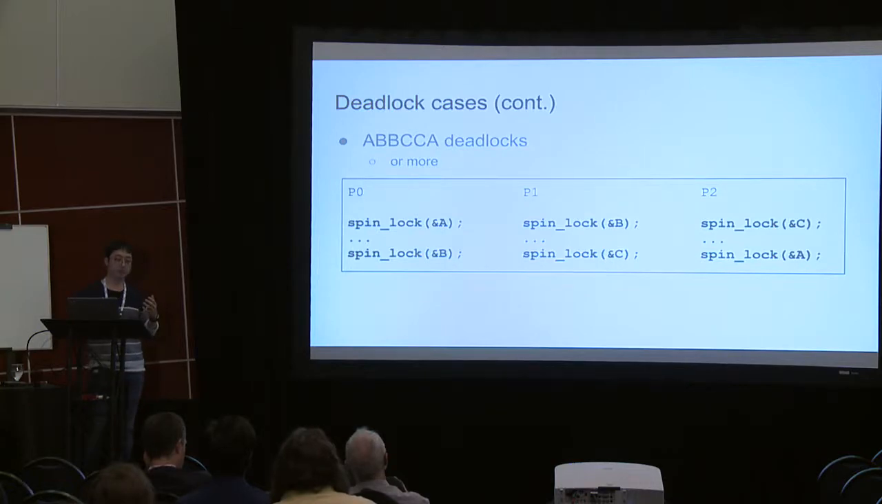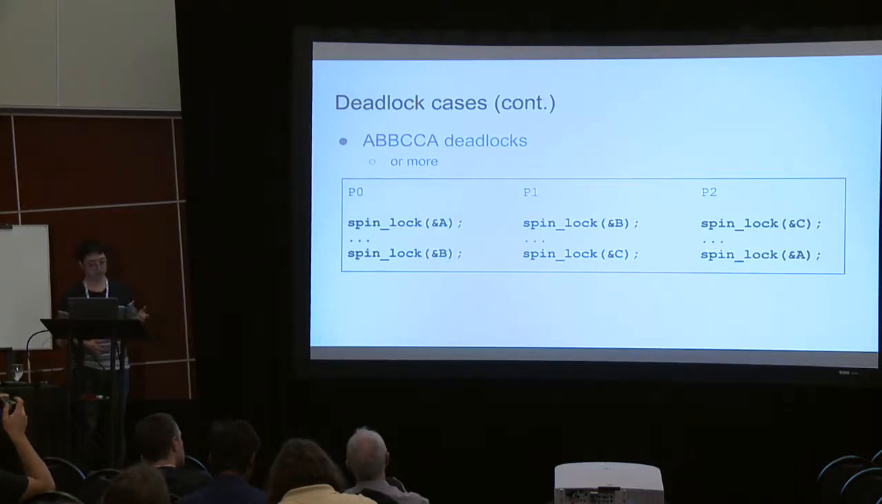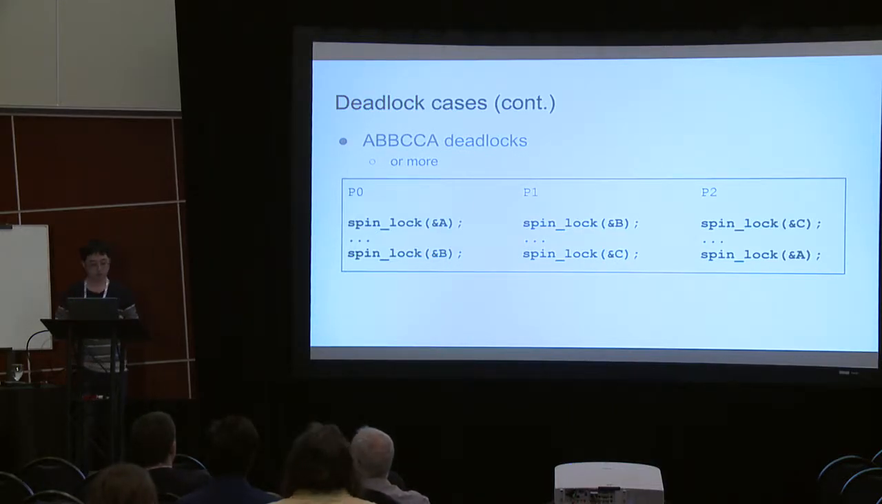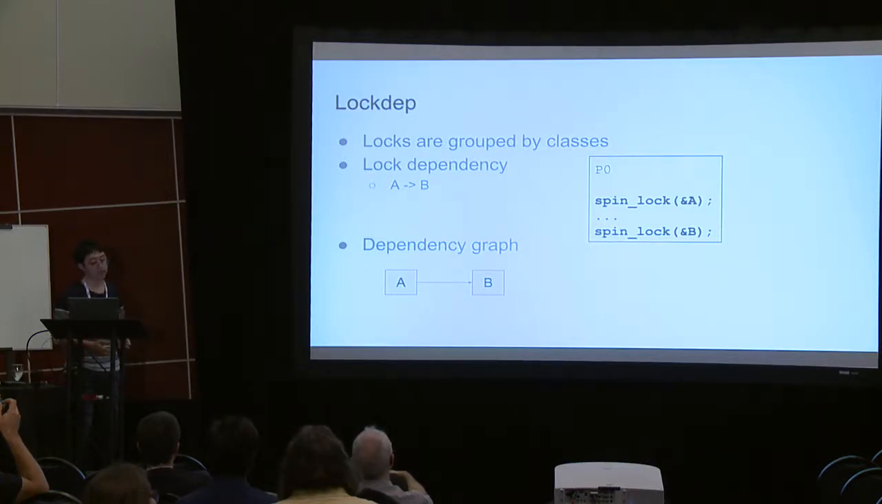Also, the locks involved in the deadlock can be extended to three locks or four locks. Take this example: consider a case where P0 takes lock A, P1 takes lock B, and P2 takes lock C, and nobody can move. So these are deadlocks, and we have an internal runtime deadlock possibility detector, which is called Lockdep.